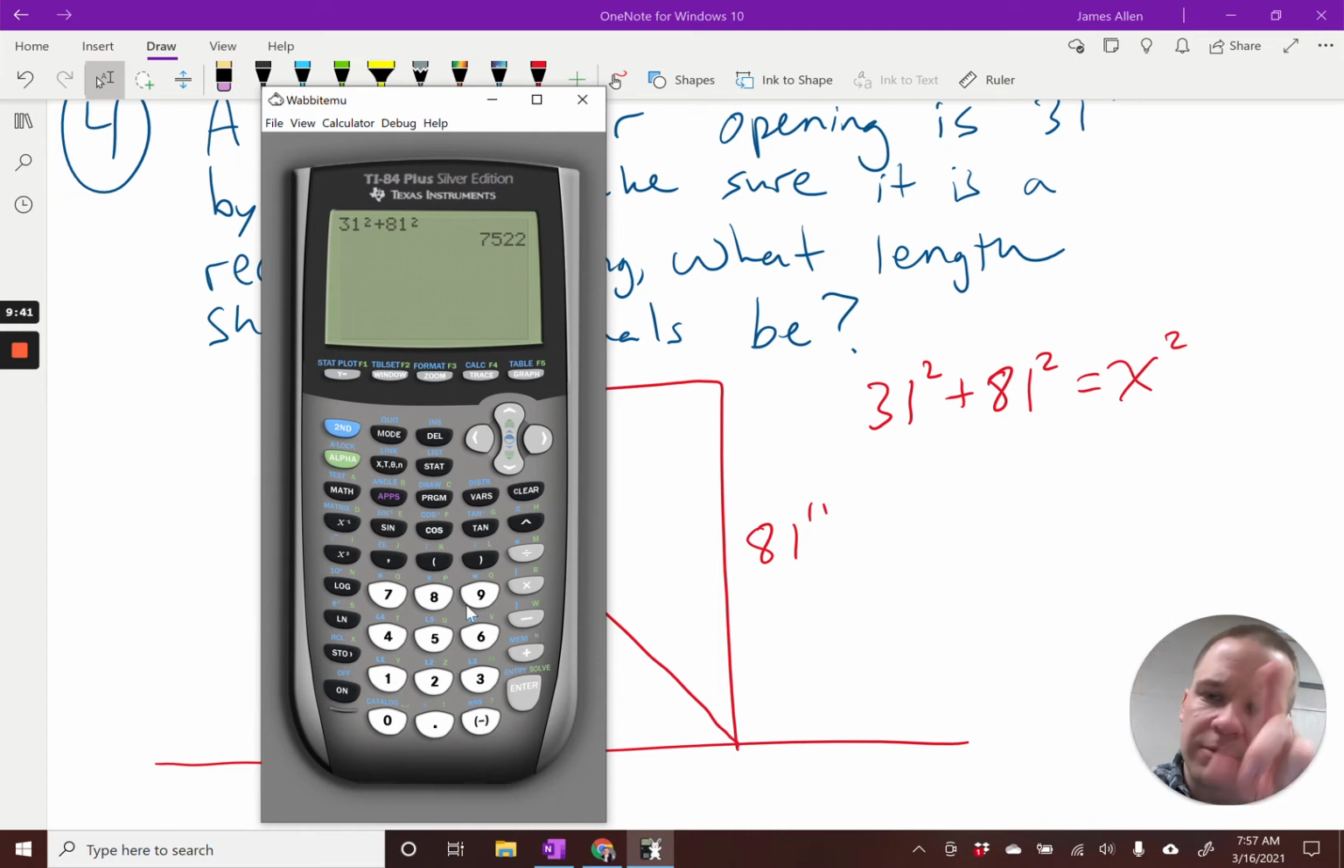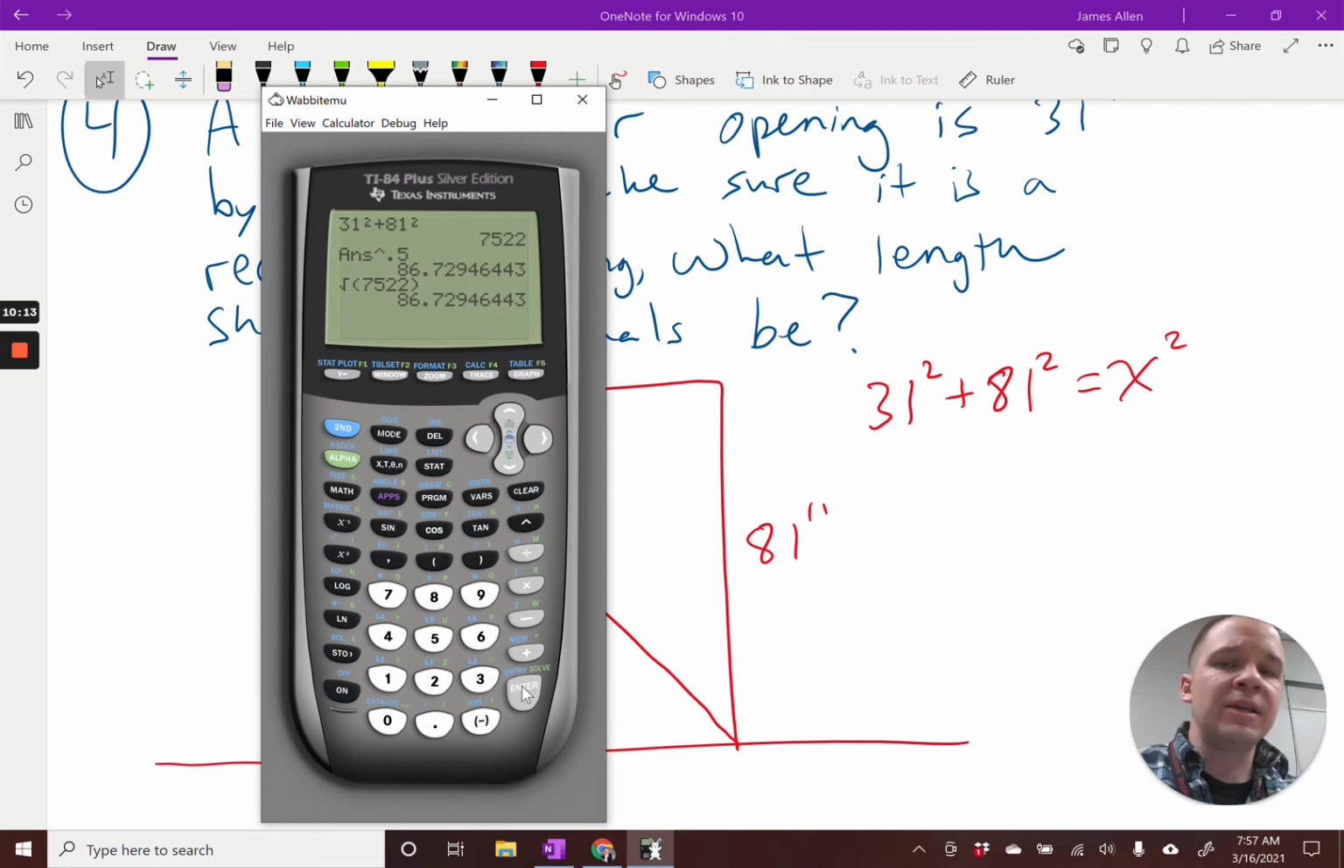Or here's what the cool people do. You ready for this? If you want to be a cool person like me, I'm going to raise that to the 0.5. Raising it to the 1/2 or raising it to the 0.5 is equivalent to square rooting it. You may remember that from Algebra 1 honors. But if that freaks you out, you can just do square root of 7,522. That's fine as well. And just to show you that they are equivalent, I'm not a liar. I wouldn't lie to you, okay?